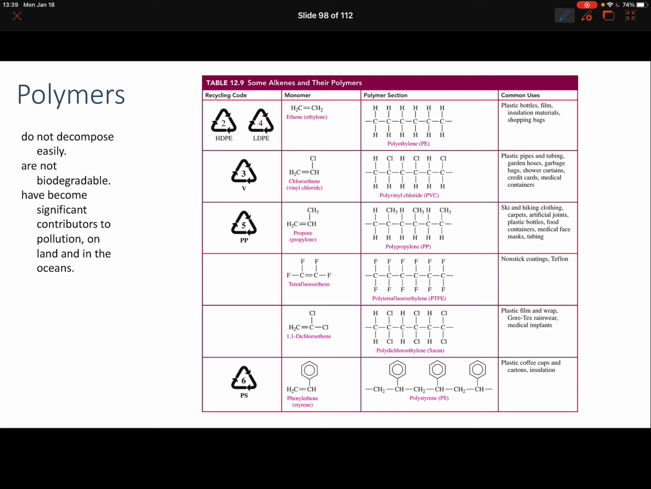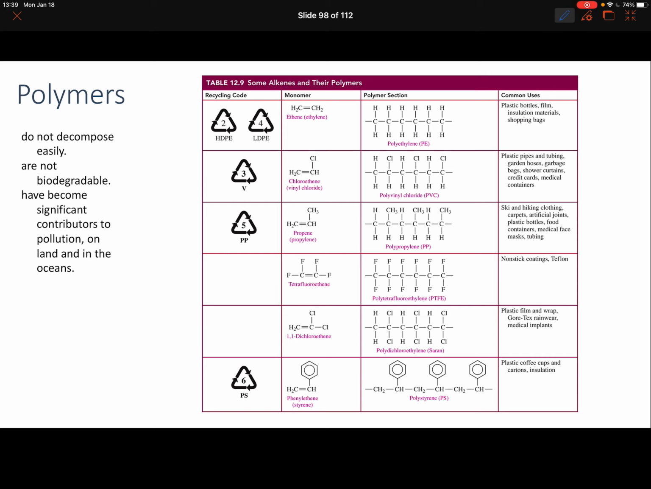Now, we have problems with plastics. They don't decompose very easily. Because these are alkanes, they're very unreactive. They're not biodegradable. They're pretty big contributors to pollution on land and in the oceans. We are trying to make them more biodegradable. You can see here that we are into recycling.